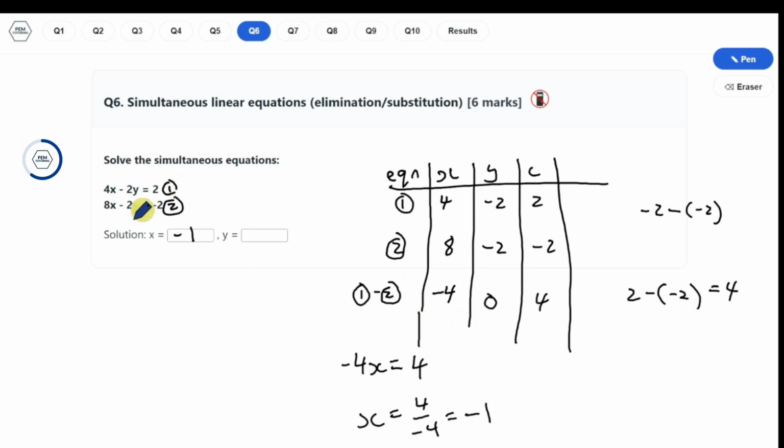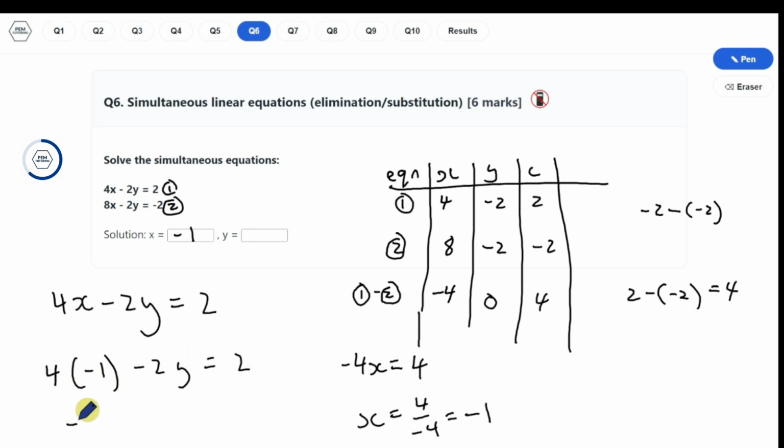We can choose whichever equation we want to substitute x into to calculate y. So if I just substitute x into equation 1, so we have 4x minus 2y equals 2. We knew x was negative 1, so replace x there with negative 1. So we're going to have 4 times negative 1 minus 2y equals 2. So 4 times negative 1 is negative 4. And we have minus 2y equals 2.